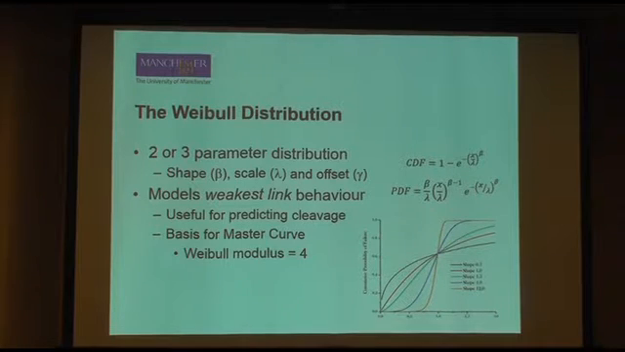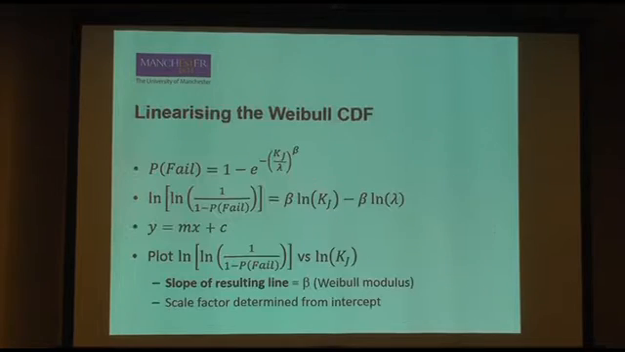into the transition region. I'd just like to point out that with the Weibull modulus of 4, we get this blue cumulative distribution function. And that's what you would expect to see in the master curve, which, as we know, holds well for the lower transition region.